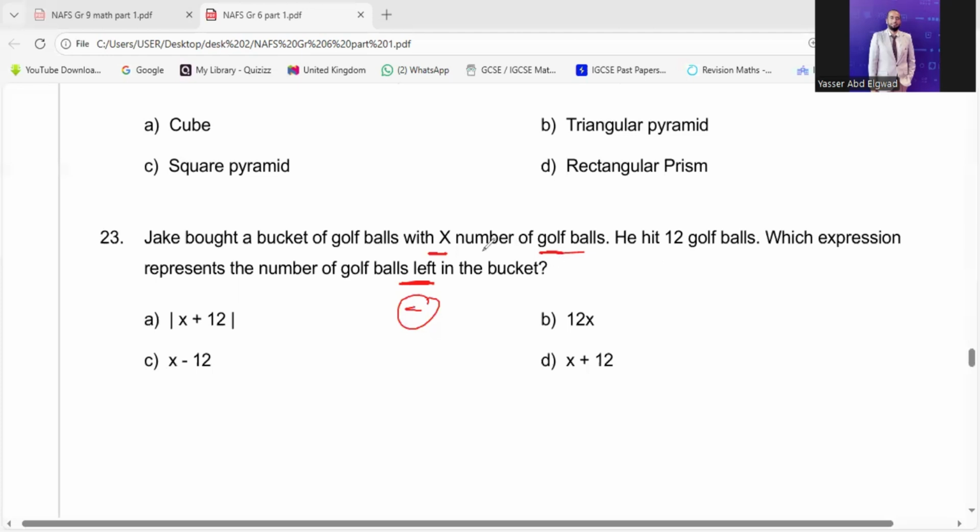The remainder is X minus 12. For example, if X is 20, the total number is 20, and we hit 12, the remainder is 20 minus 12. But here you don't know the total number, he doesn't mention it. So the answer is X minus 12. The next one.